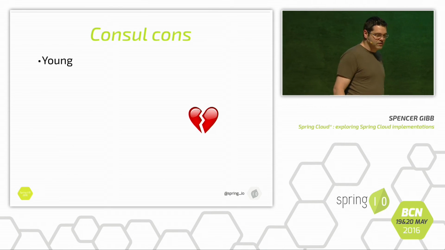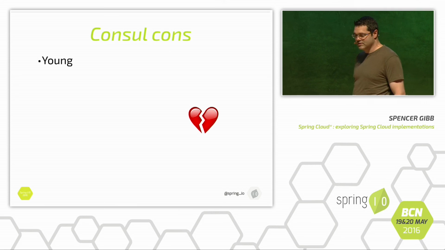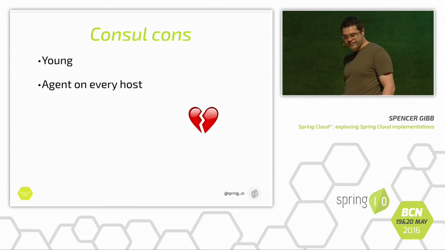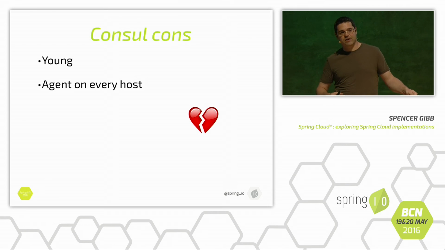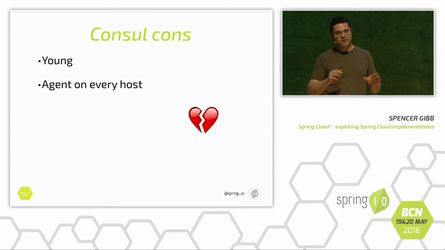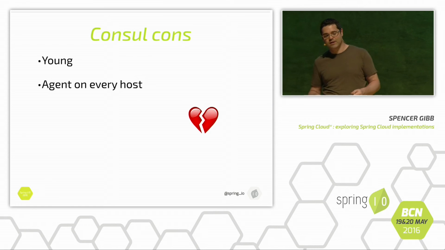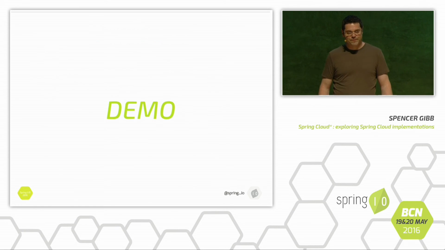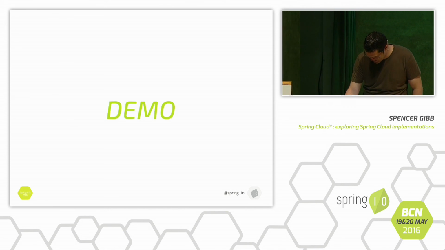Some of the cons of Consul: it's young, right? This is new. It's not as well known as Eureka and maybe some of the others like Zookeeper that I'll talk about. The preferred way to do this, as I was talking about, is to run an agent on every node. So you have a little sidecar. There's only one binary for Consul, and it works in either mode, and it's super small. It's written in Go, so it's not a huge overhead, but you do have to set that up on every host. So let's show you a little bit about Consul here.